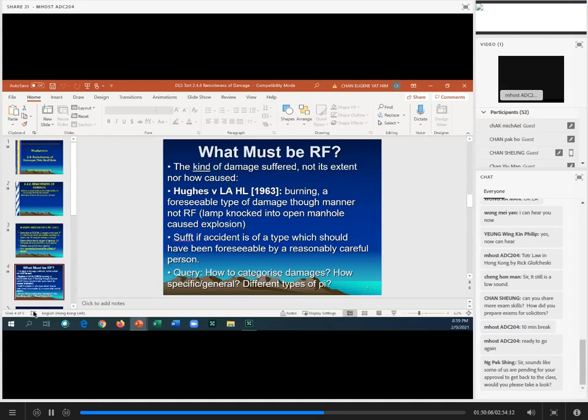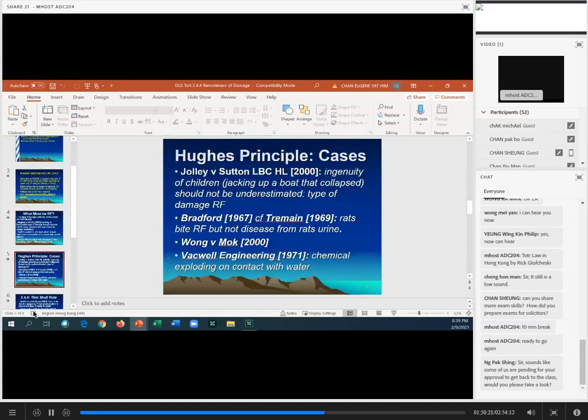How do you categorize damages? What are the different types? How specific or general should you be? What about the different types of personal injury? So should know, not must know. Okay. I've given these other cases again, everybody, which are more should know than must know. None of these cases are in your course manual, but some of them are interesting.